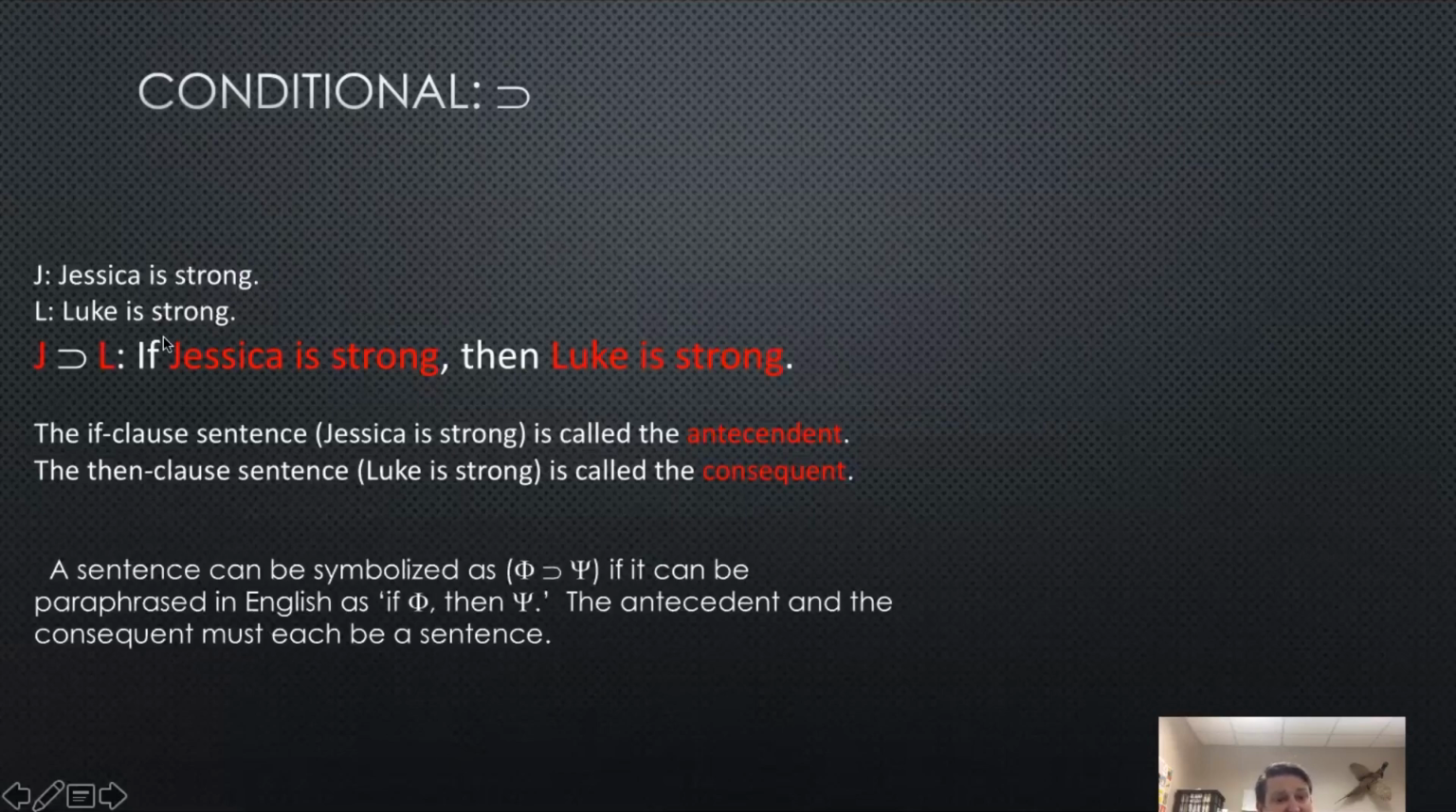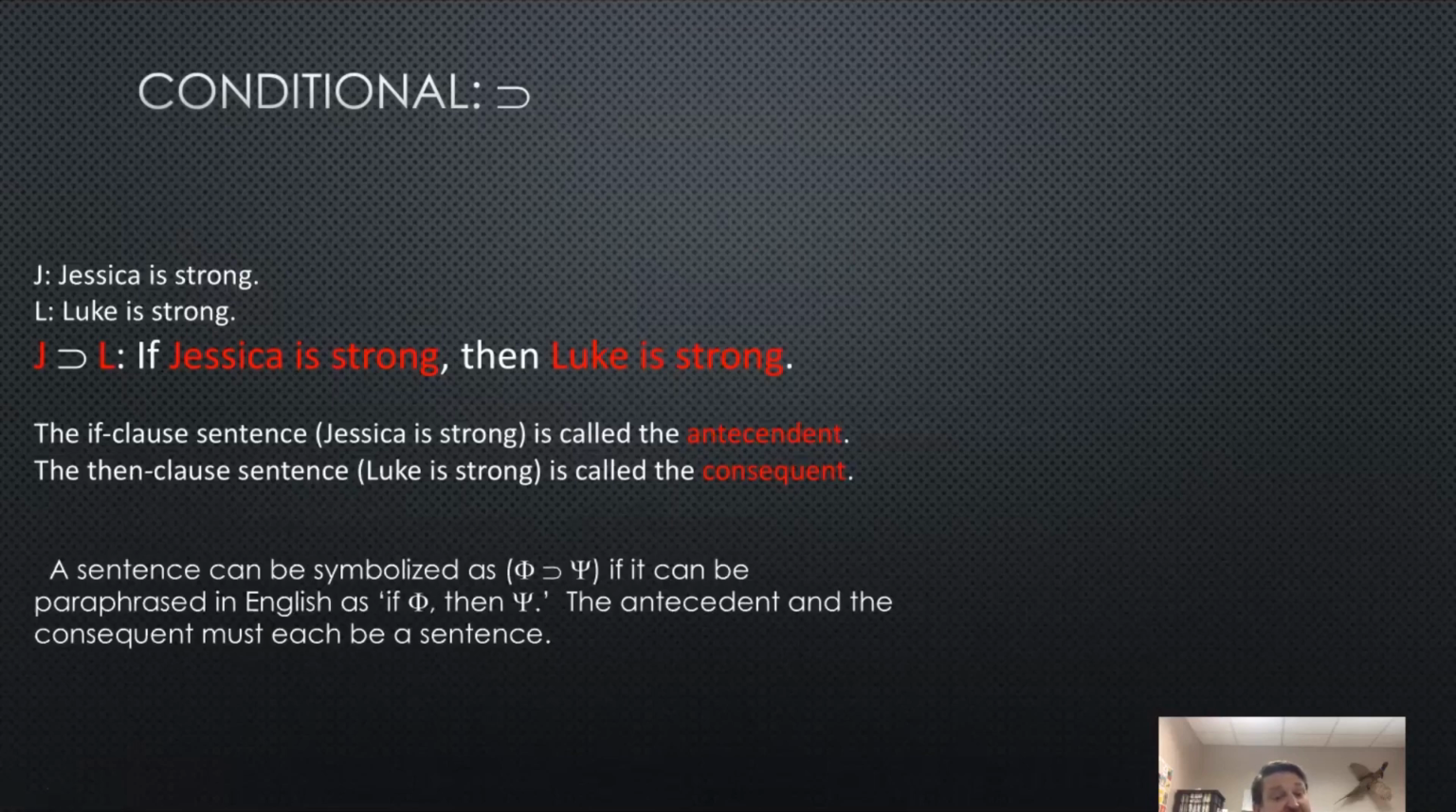So consider the following sentences again. Jessica is strong and Luke is strong. So how would we interpret Jessica conditional L? Well, the way in which we would interpret that is essentially as the horseshoe providing us with an if-then. The if gets interpolated in front of the J sentence, Jessica is strong, and the then gets interpolated between the two sentences before L. So here's that sentence. If Jessica is strong, then Luke is strong.